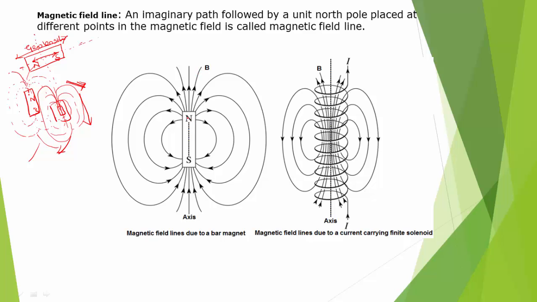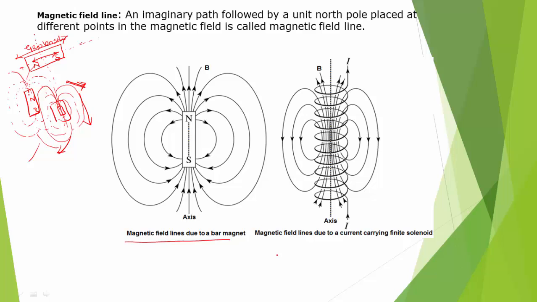Here this is the bar magnet. It has two poles, one is north pole and another one is south pole. Here are the magnetic field lines due to the bar magnet.